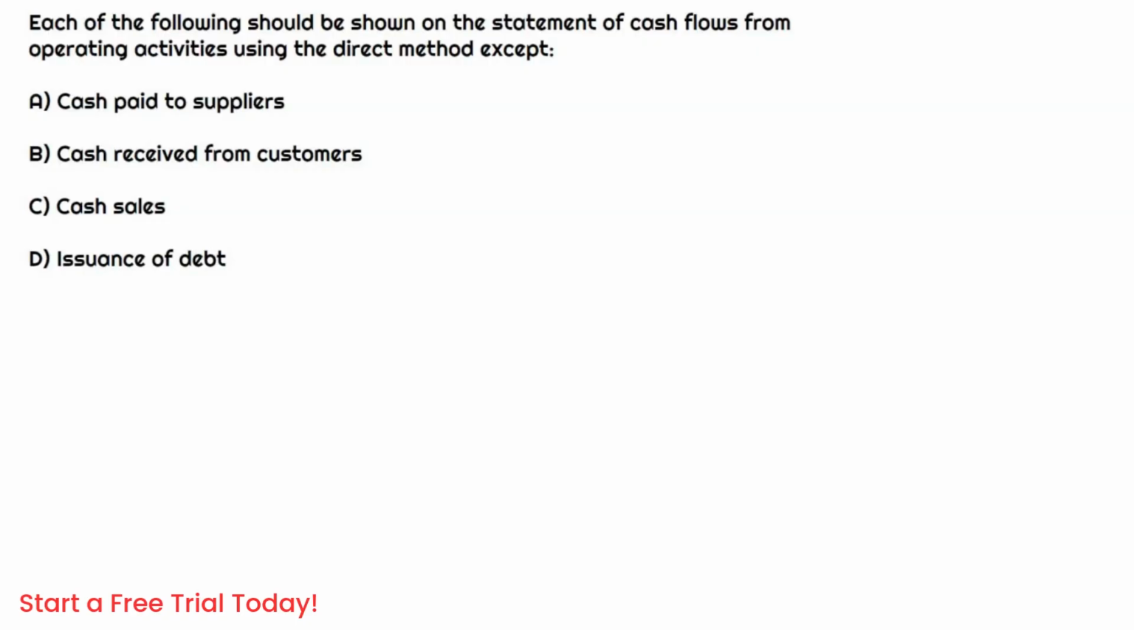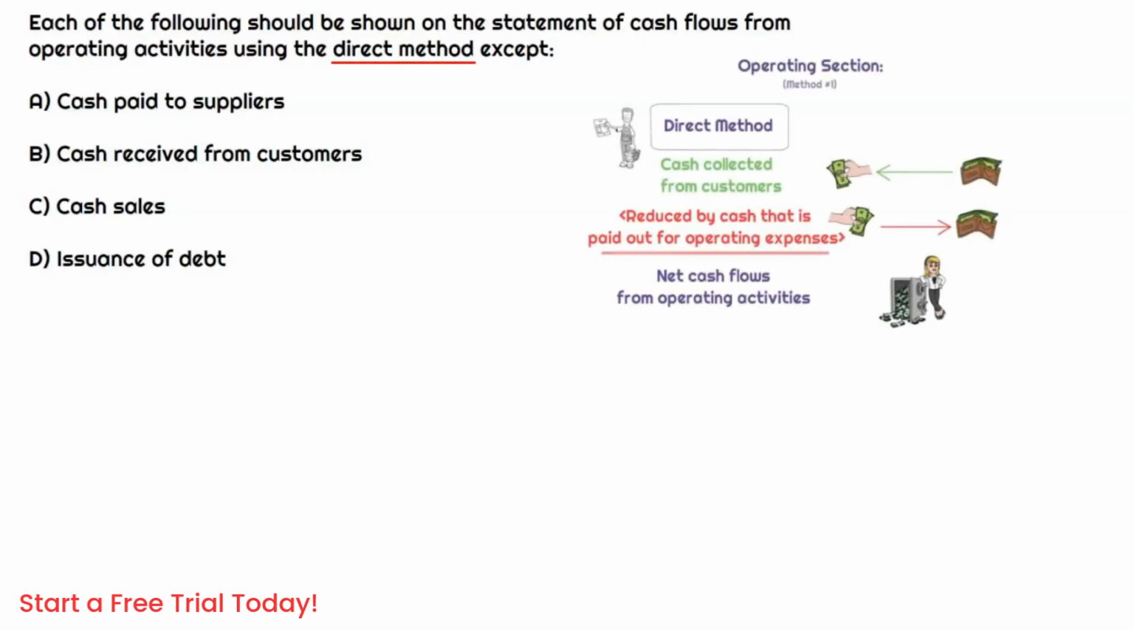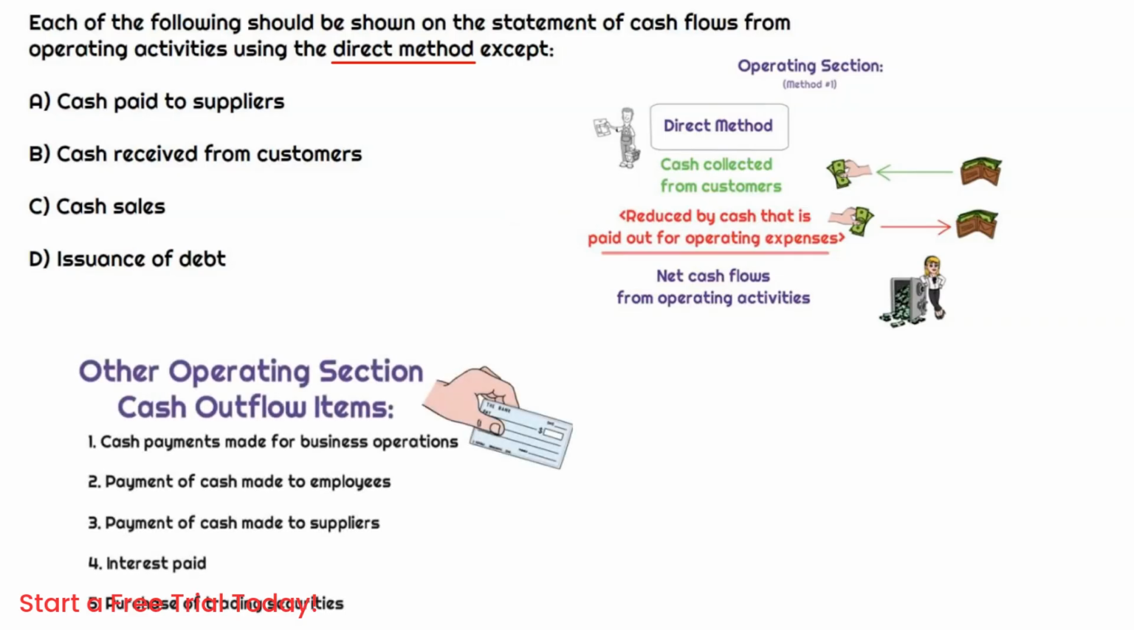So this is a fairly basic question on the direct method and what gets included in the direct method. And as we can see in our visual, well, it's quite simple. For the operating section under the direct method, all we do is summarize cash collected from customers, and then we reduce that amount by cash that is paid out for operating expenses, and we're left with the net cash flows from operating activities. So when we read through, right, cash paid to suppliers, that's definitely going in the operating section.